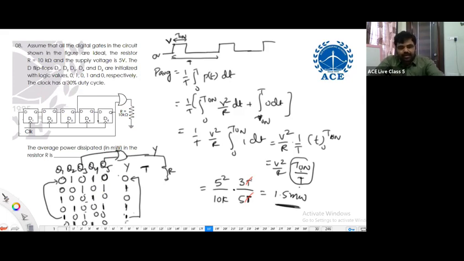Yes, Bhaskar. T on divided by the total cycle duration. Right, Vamshi Krishna? Wait. T on divided by what is the cycle duration? T on by T.